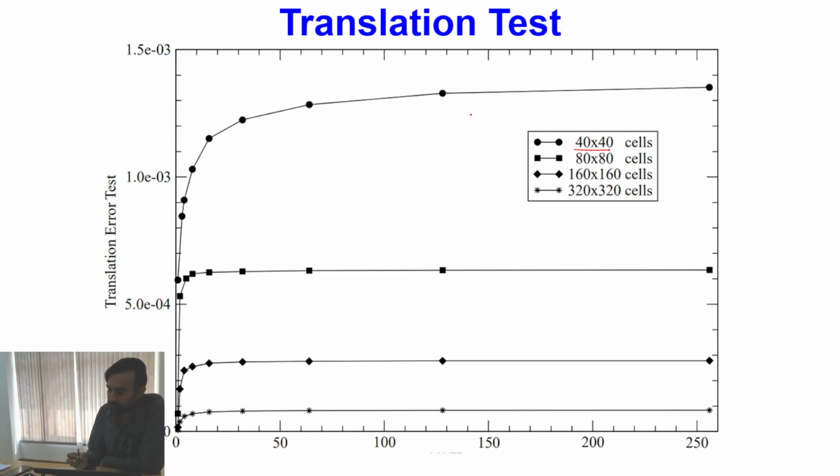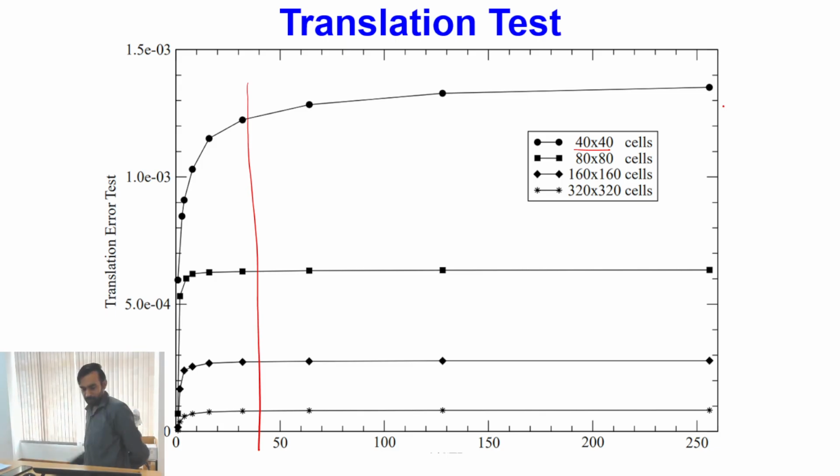So for 40 into 40 the error is highest, and whenever I am decreasing the cell size, then the amount of error is actually least. Moreover, you can see during the initial time error is more, and finally the error is actually kind of becoming stable. So from this data you can make comments on order of convergence. Okay.